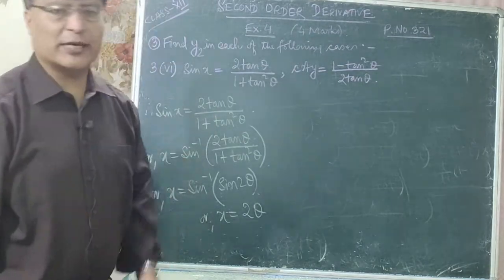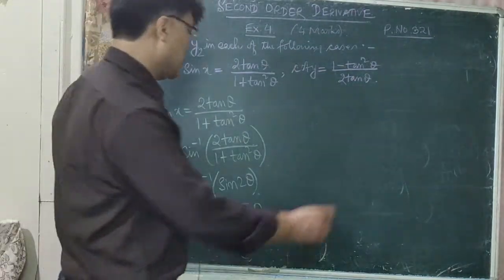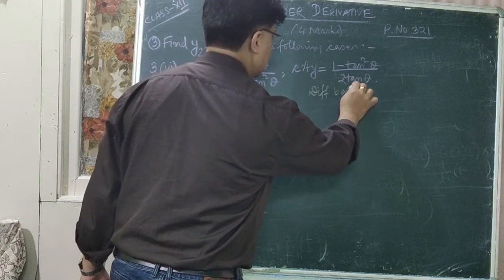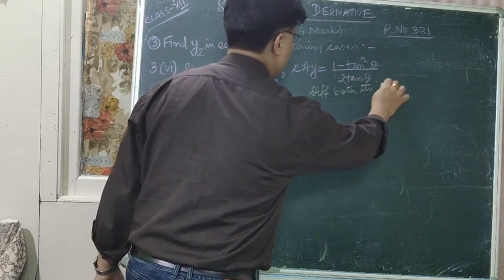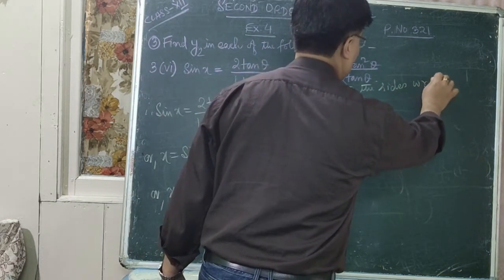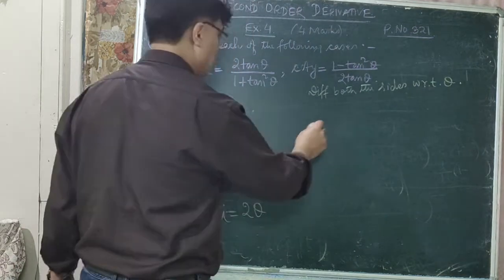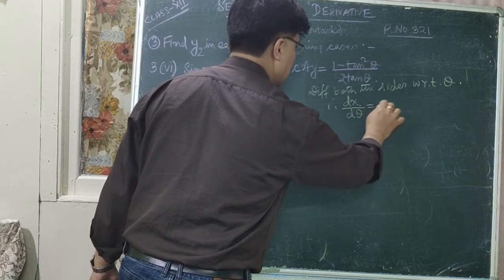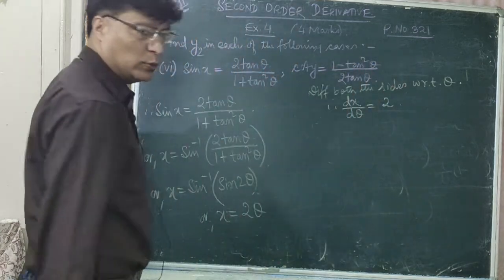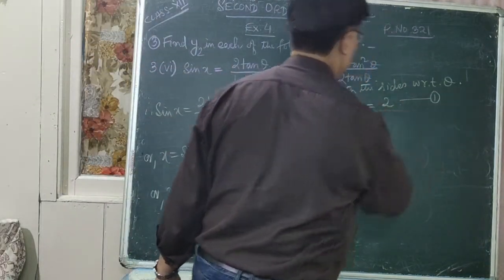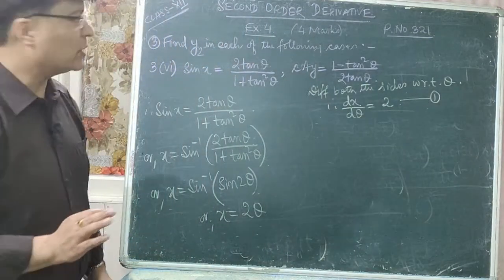So let us differentiate both the sides with respect to theta. So differentiating both the sides with respect to theta. So therefore dx by d theta is equal to only 2. Is that clear? So this is your number 1. So I think you have understood it.